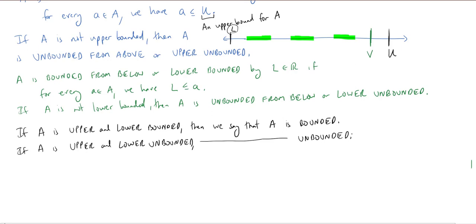Cool. So let's do a couple examples here. What if I take the interval 1 to 3? On a real number line, there's 1, there's 3. I'm not including 1 or 3, right? I'm using the parentheses.